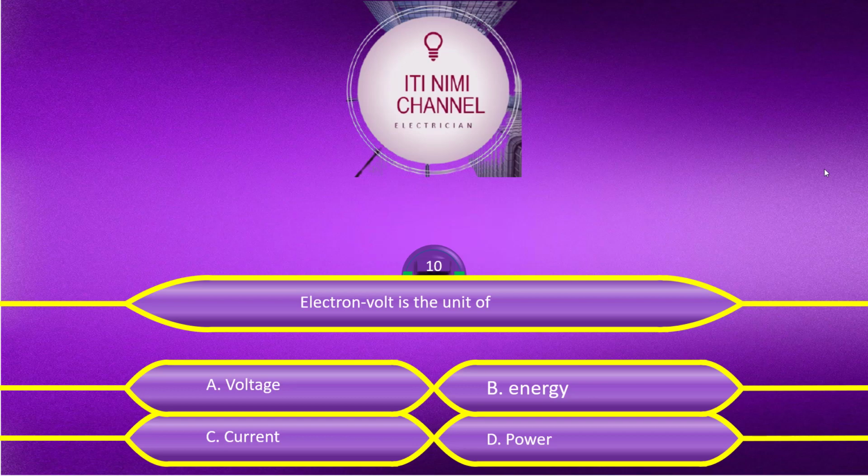Electron volt is the unit of voltage, energy, current, power. The answer is energy.